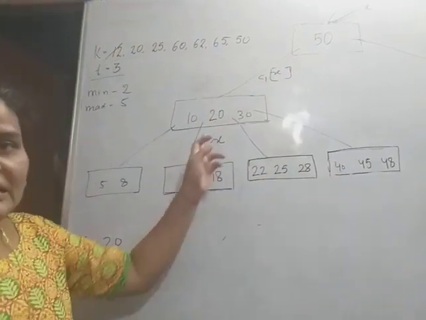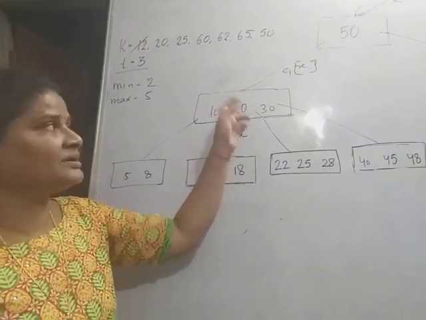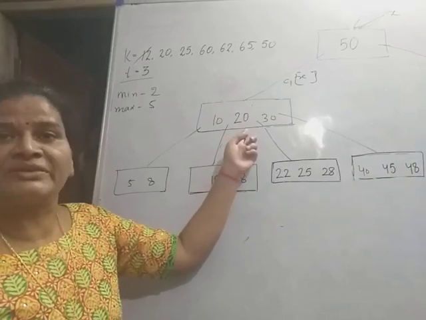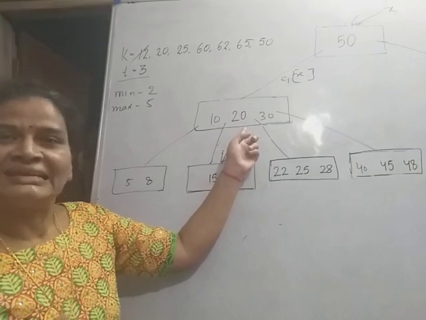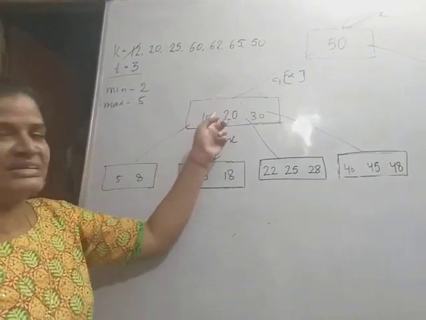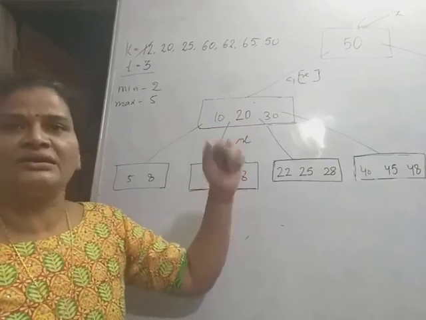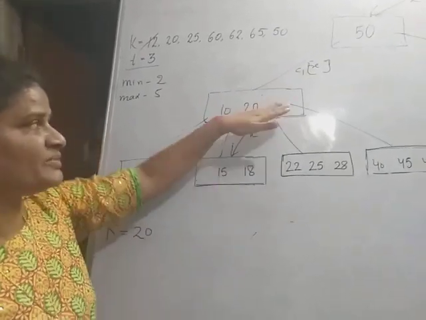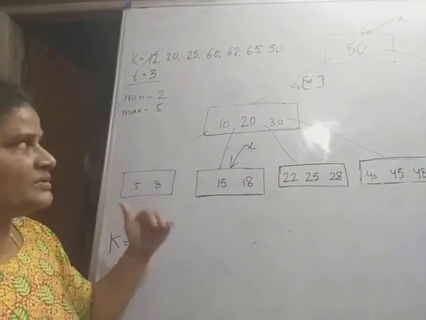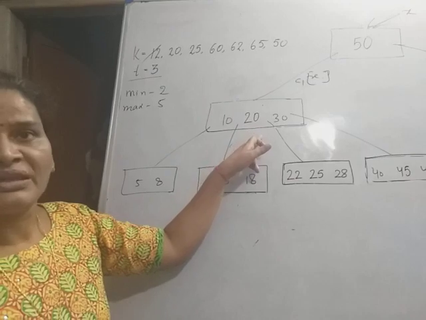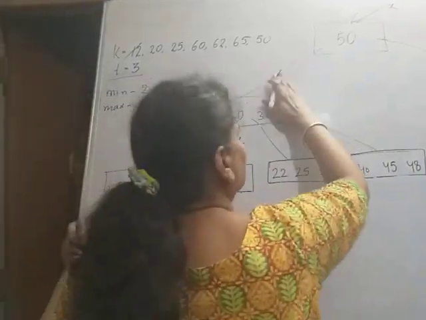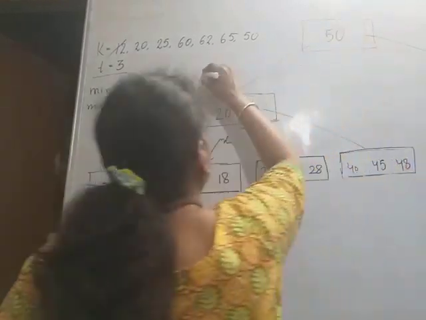Now check C1X before calling recursion again: does C1X contain t number of keys or not? Yes, C1X contains t number of keys, and 20 is present in it. So we recursively delete 20 from the subtree rooted at this C1X. In the next recursion this will become X.